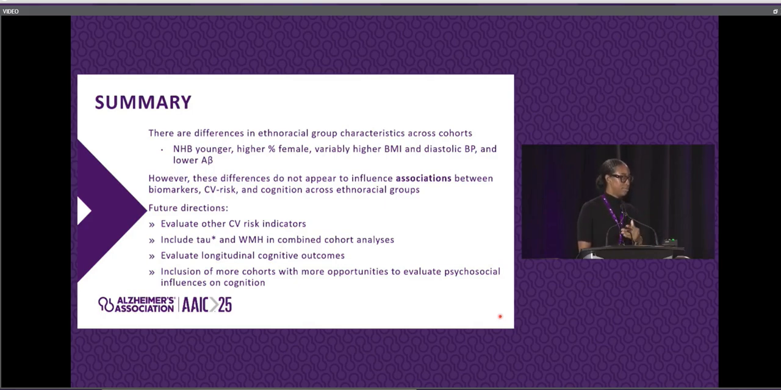So for future directions to expand upon this work, we hope to include other indicators of CV risk that might be better or more relevant predictors of CV risk. We also hope to include other biomarkers, tau as I mentioned, and possibly other direct indicators of cerebrovascular injury. We also, of course, would like to include longitudinal cognitive outcomes to understand if these baseline differences are relevant for change over time, or differences in rates of change over time. And also, we would like to include further cohorts to have greater opportunities to have an even larger, perhaps more representative sample, with other opportunities to evaluate important influences on cognition like psychosocial factors or social determinants of health.